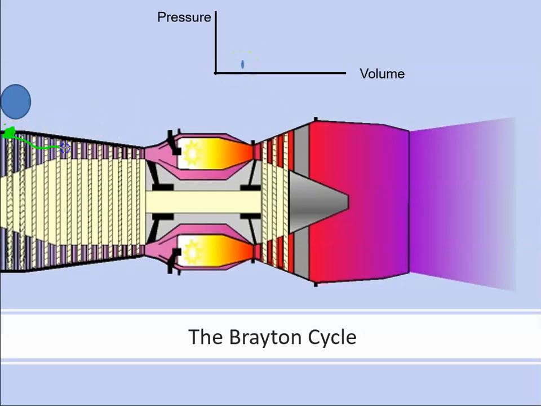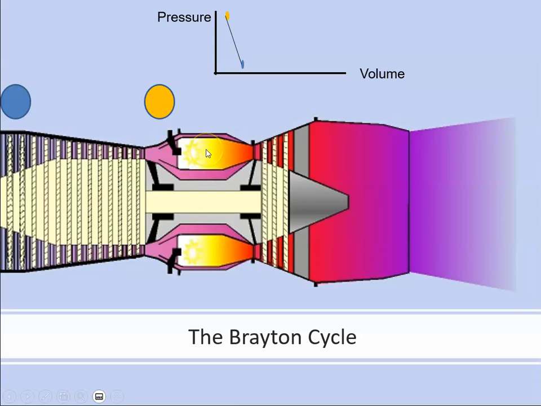The air then goes through the compressor, and as it gets compressed, if we compress something, its volume drops off, so its volume goes that way, and its pressure increases. So as it goes through the engine, the volume drops off and the pressure increases until it comes to this stage here, which is the combustion can.